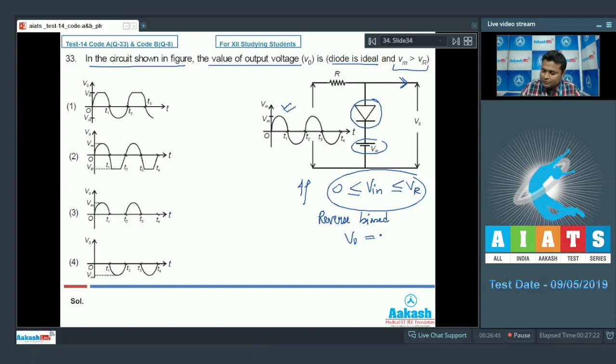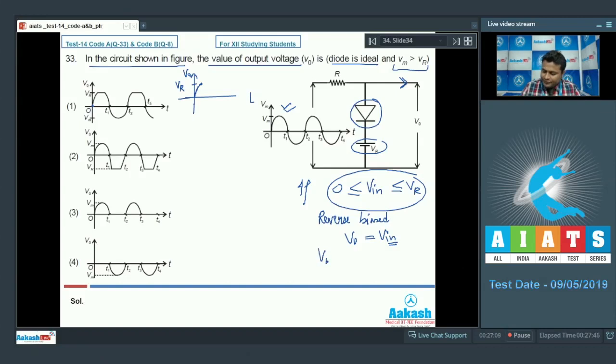So V output is equal to V in from 0 to VR. It means from 0 to VR, the graph may be something like this. This is VR. We are getting the same waveform of output as input.